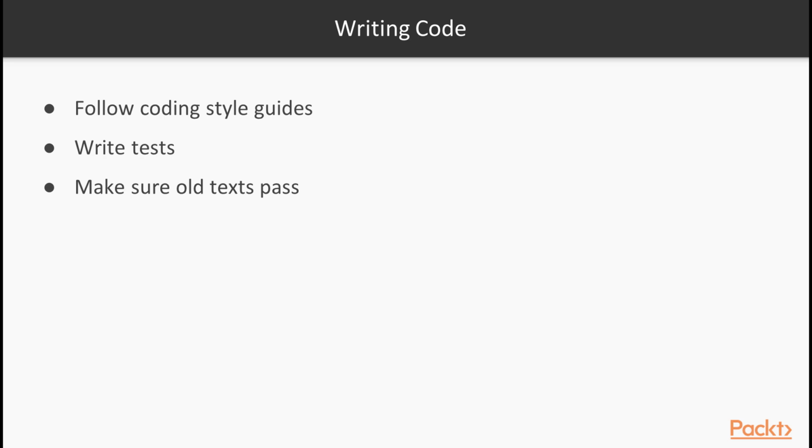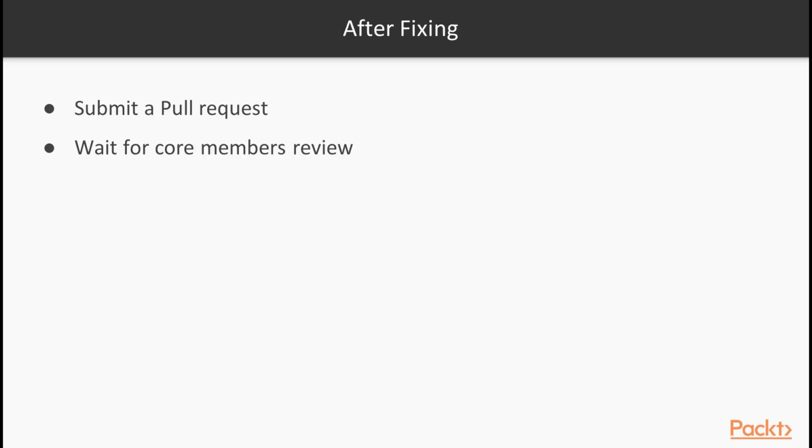It is important to follow the coding style guides and write all the tests for the fix. It is also crucial that all the old tests pass to make sure the new code does not introduce regressions in the codebase. When the fix is ready and all the tests are green, you can submit a pull request and wait for the core team members to review it. They may decide to merge it or ask you to make some changes.